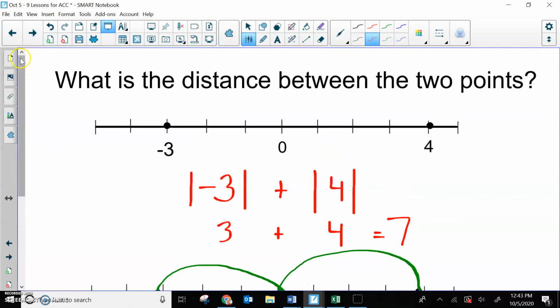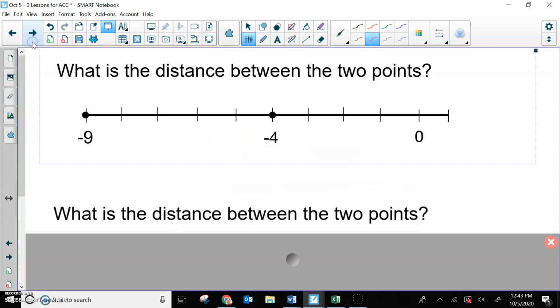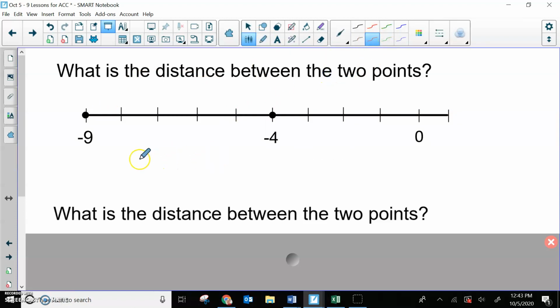Let me summarize here. What we did was look at the absolute values, and we added them together. But we will not always add them together. Let's take a look at this example. Here we have 2 points that are both negative numbers. -9 is how far from 0? -9 is 9 away from 0.